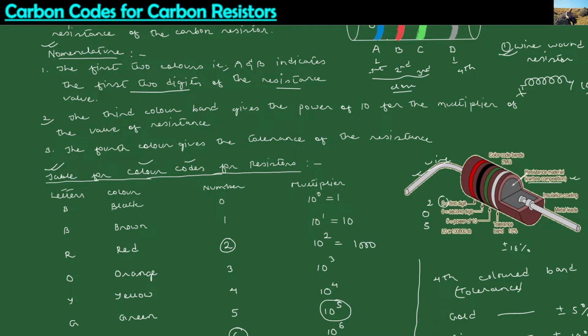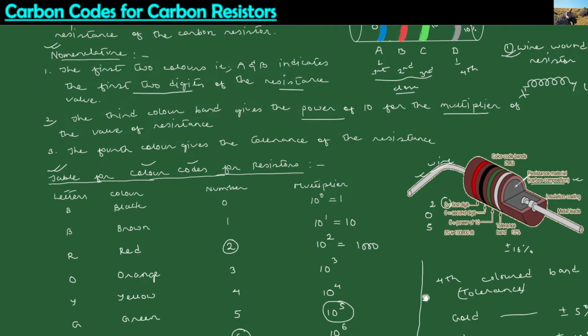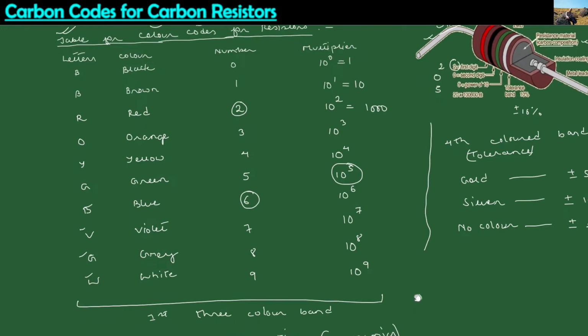10 to the power 5. So from here, that means this green will be how much? This green will be 10 to the power 5, which gives the multiplier, the digit multiplier or power of 10. Then silver. How much is silver? Silver will be the tolerance, which is plus minus 10%.